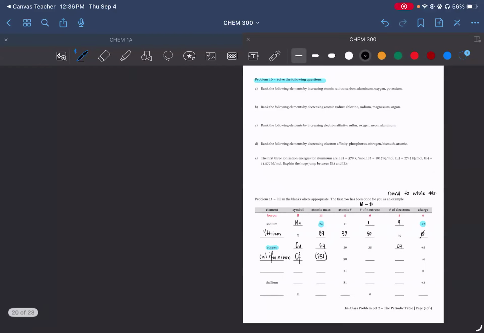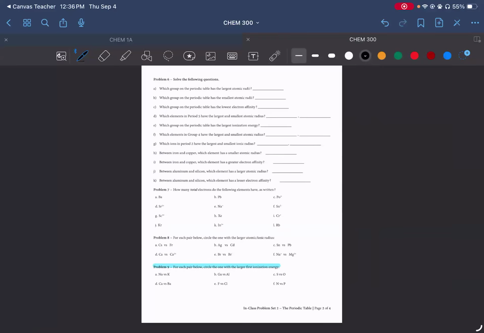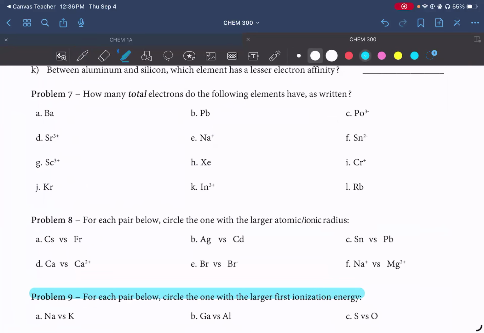Okay, that's it from problem 11. I would like to do problem 7, just a few of these questions. I would like to do A, C, and K. I'm gonna use a different color because I know I used the blue for the extra credit. A, C, and K. The question asks, how many total electrons do the following elements have as written?